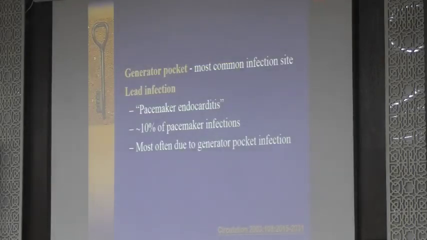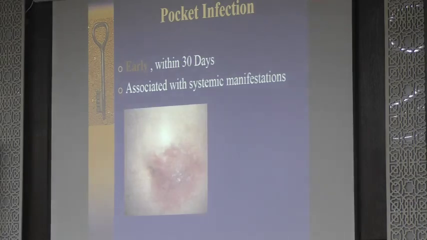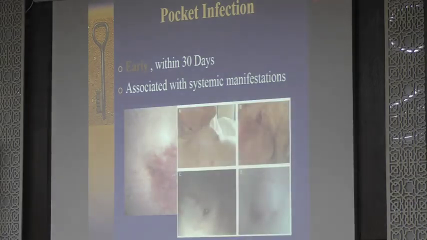We can divide the clinical presentation into 2 categories: superficial or generator pocket infection, the most common that we see, or deep lead infection. It could be associated with valve infection as well; in this case, we call it pacemaker endocarditis. Pocket infection can occur early, within the first 30 days post-implant. It's usually easy to recognize because it's associated with systemic manifestations, fever, chills, erythema, swelling, a sinus discharging pus, or thinning of your pocket.